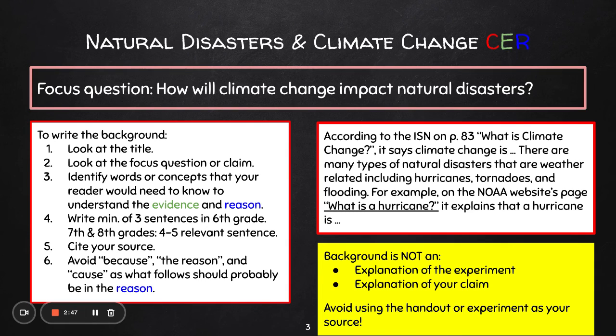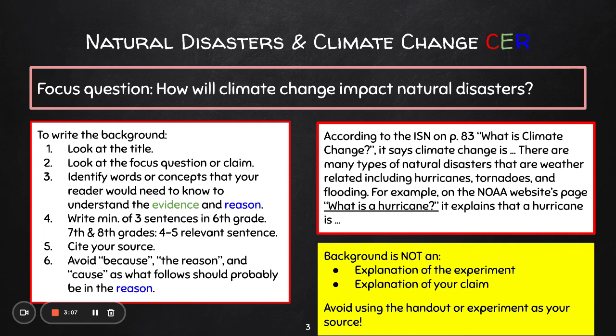So here's just a sample of what someone might write. This is like a 6th grade version. According to the ISN, so you're telling me where it's located, on page 83. You're telling me the title of the page, "What is Climate Change?" It's in quotations. It's capitalized. It says climate change is, and then you're explaining what climate change is to your reader.